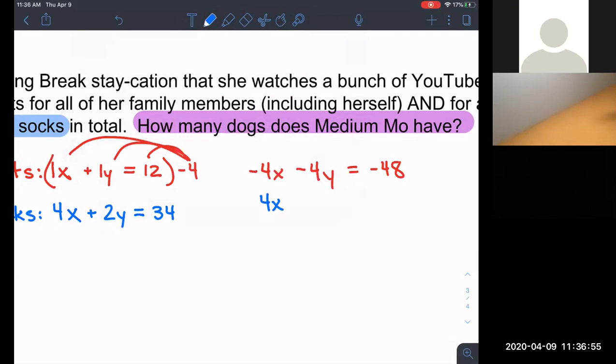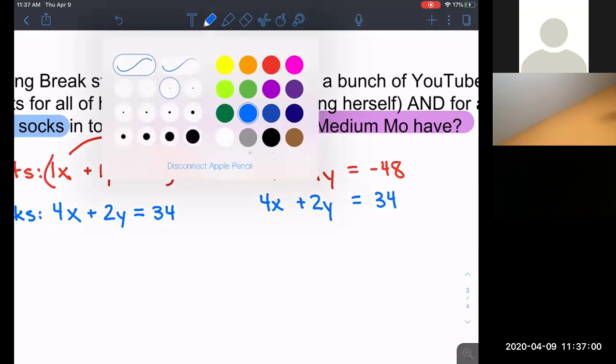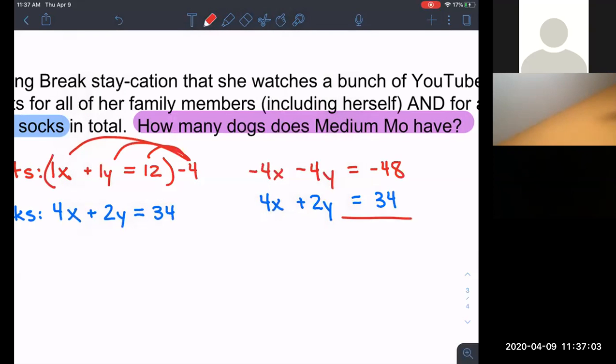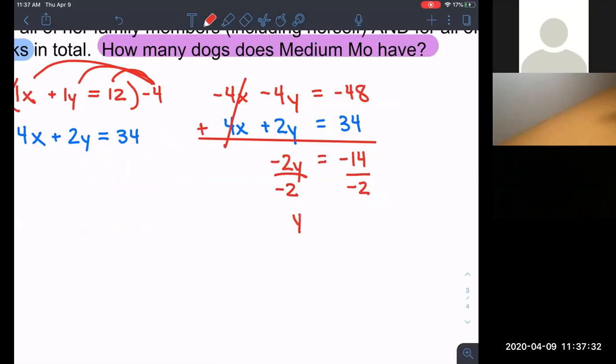4x plus 2y equals 34. All right, now we're ready to add. Okay, so our x's cancel out, our y's, we get -2y, and what's -48 plus 34? It's -14. Okay, so real easy one-step equation here to solve. We're going to divide both sides by -2, and I get y equals 7.